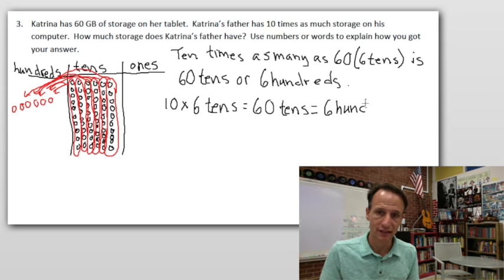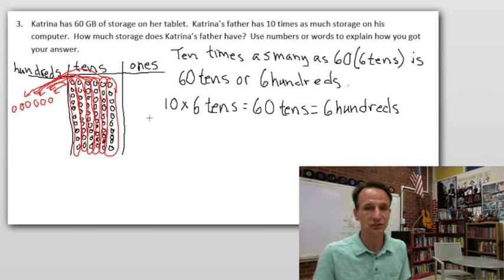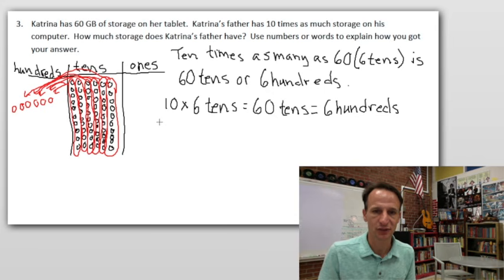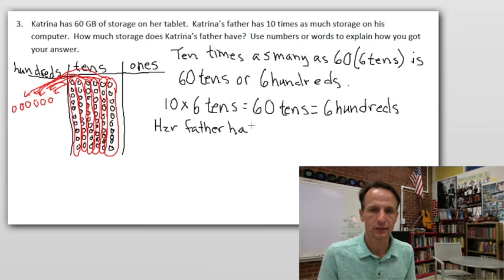Now there's one last little step here. To have a complete answer, we have to actually answer the question. Imagine that. How much storage does Katrina's father have? So her father has, well, look over here, 600s, right? Also known as 600, and our unit of measurement here is gigabytes of storage.